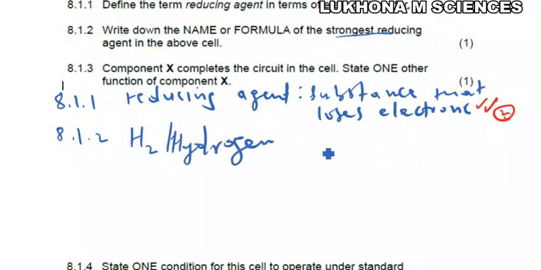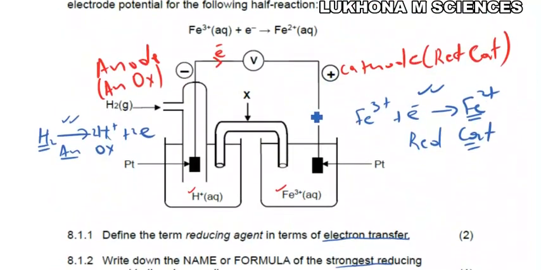Okay. Then 8.1.3, the question says component X, complete the sentence. State one other function of X. Let's go back to the diagram and see. X is a salt bridge.